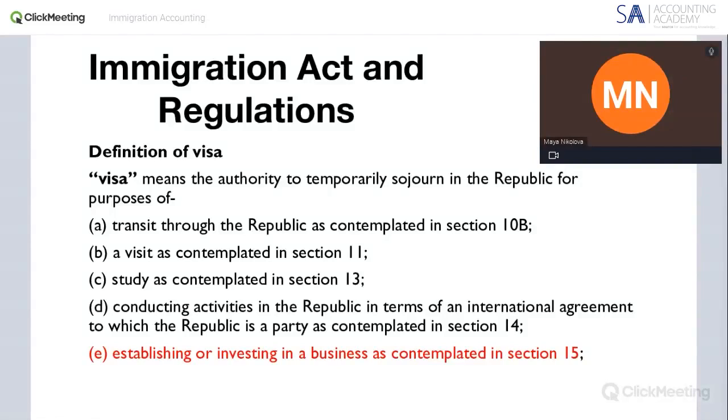The definition of visa as defined in the Act means the authority to temporarily sojourn in the Republic for the purposes of transit through the Republic as contemplated in Section 10(1)(b), visit as contemplated in Section 11, and study as contemplated in Section 13; conducting activities in the Republic in terms of an international agreement to which the Republic is a party, as contemplated in Section 14; and our specific Section 15, relating to business visa applications, establishing or investing in a business as contemplated in Section 15.